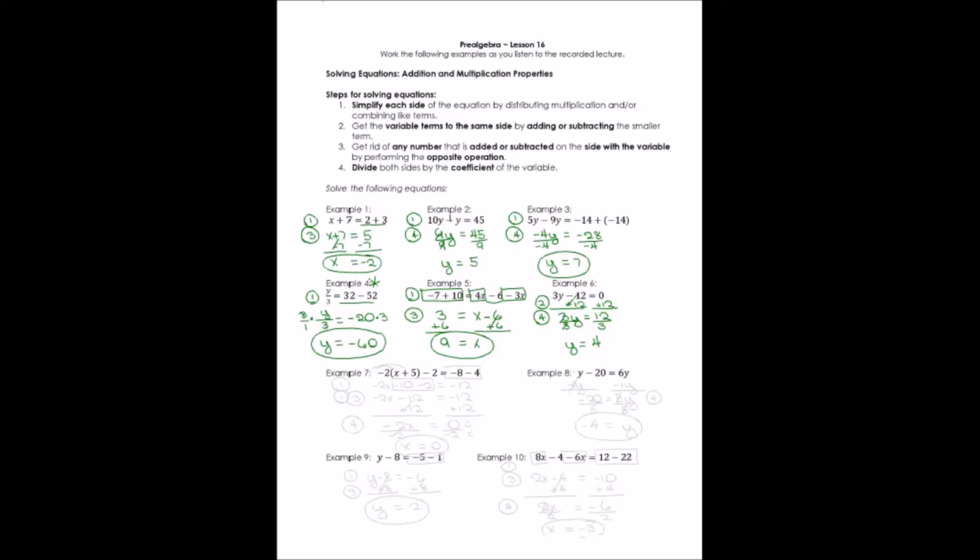We're going to say negative 2 times x is negative 2x. Negative 2 times 5 is negative 10. Where are we? We're in step 1, which says we have to distribute multiplication and or combine like terms. I still got to bring down my negative 2. Over here on the right, I can go ahead and combine these terms. A negative 8 and a negative 4 gives me negative 12 when I add those together.